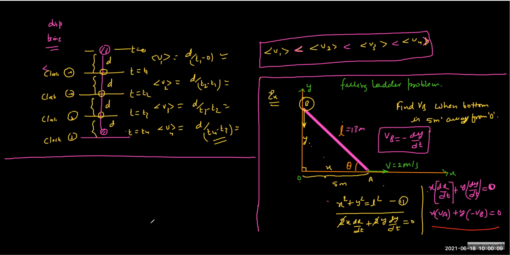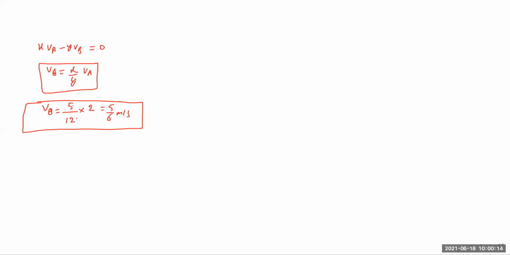So what did you do after finding the relation? Substitute the value. Once I have the relation, I know x is given 5, and if x is 5, this is 13, so we can get y is 12. At that instant, when x is 5, y is 12. So we substitute the values, we got the answer. So this is the answer for that instant. That's it. It's not for all time.